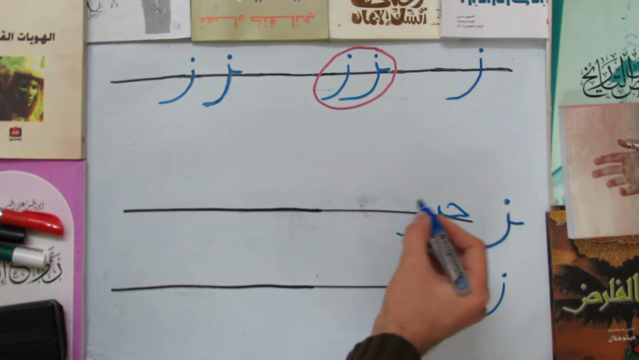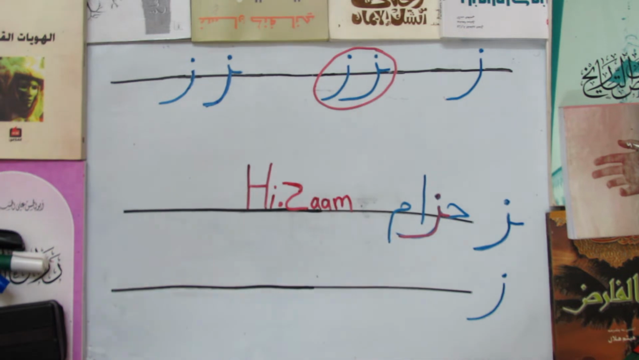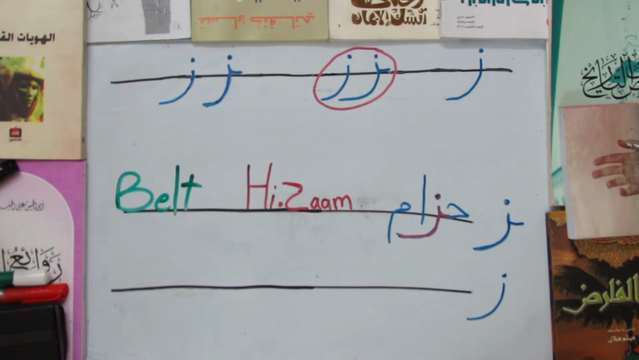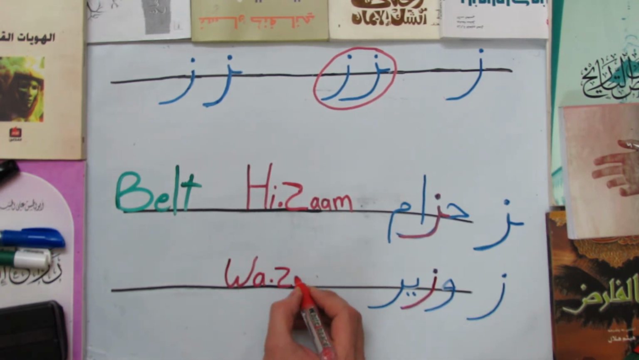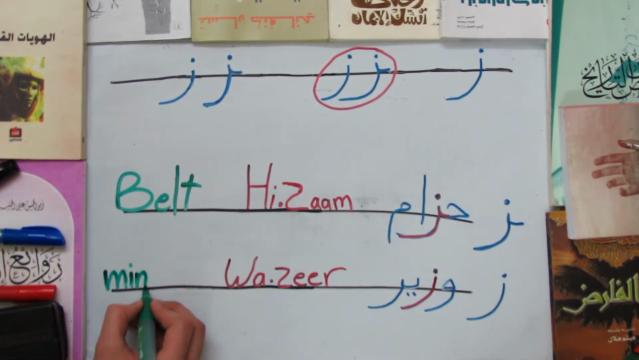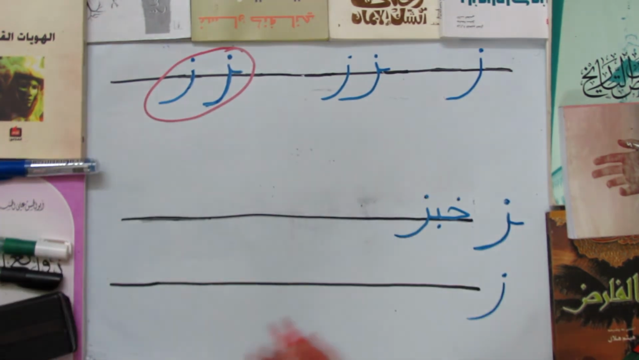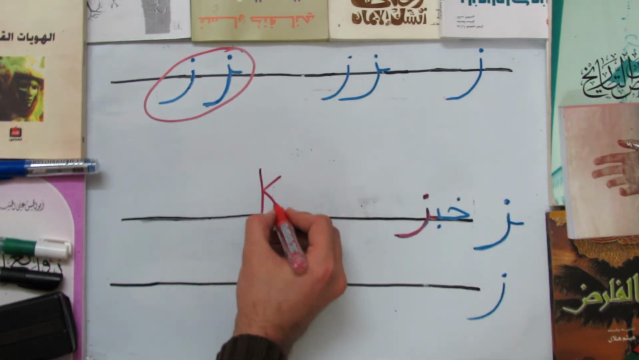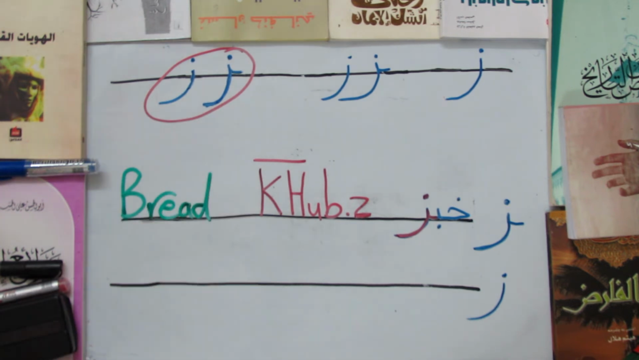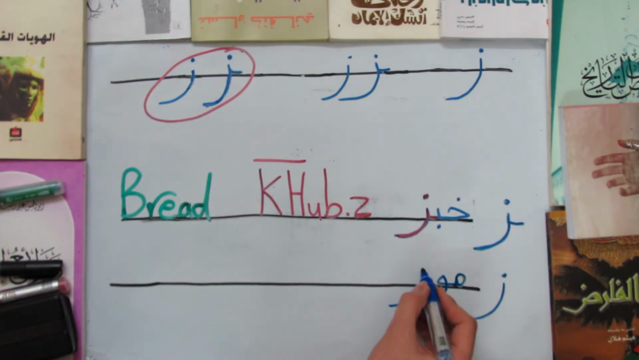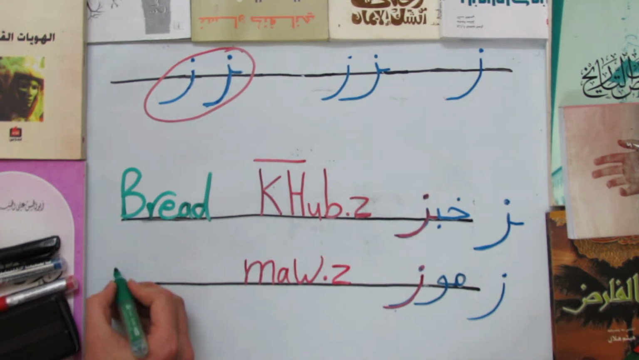And for Zaay in the middle of the word, we have hizam. Hizam. Belt. And we have also wazir. Wazir. Minister. And finally for Zaay at the end of the word we have khubz. Khubz. Bread. And we have also mouse. Mouse. Banana.